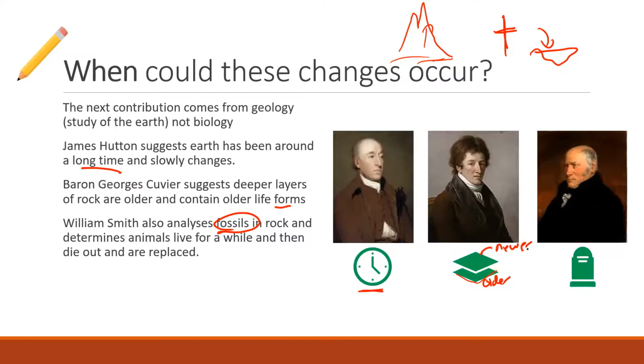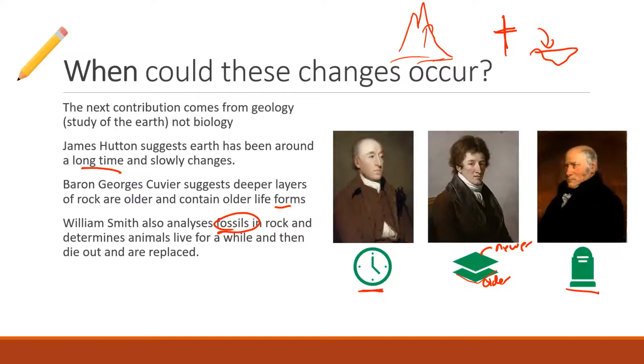So we then move on to William Smith. He's the last guy on this list. William Smith looks in rocks and determines that animals live for a while and then die out and are replaced. So he's got this idea that animals live and then they die, they're changing over time. You're not just having animals pop out; you are having some animals come into existence and then get replaced with different types of animals. So we've got a very interesting idea here.